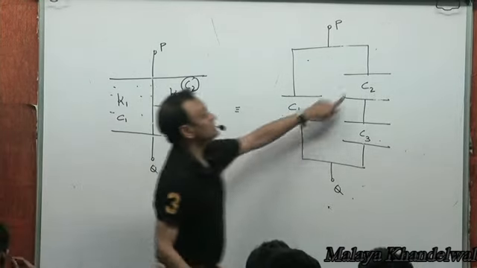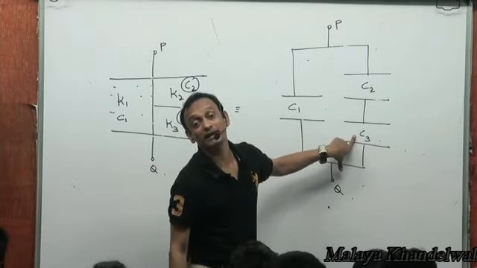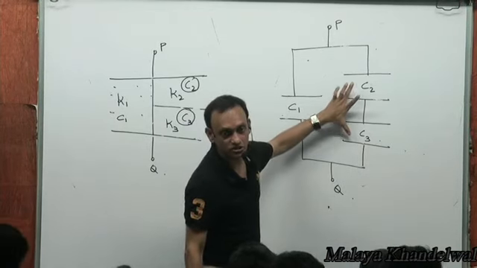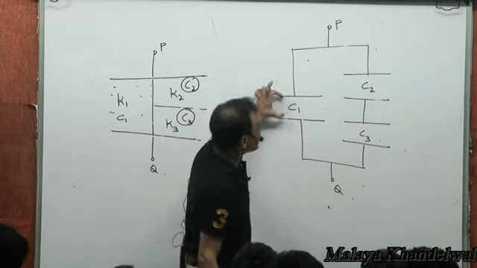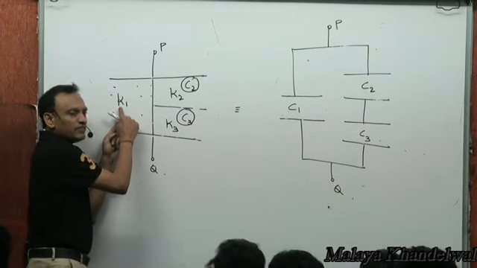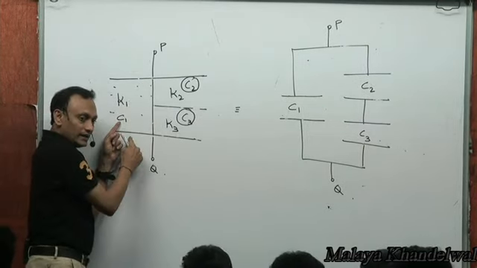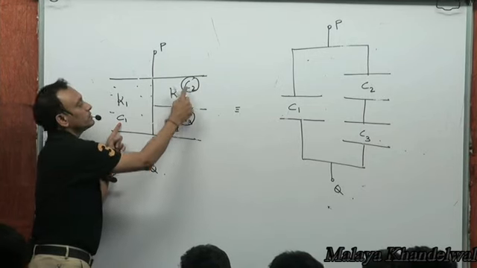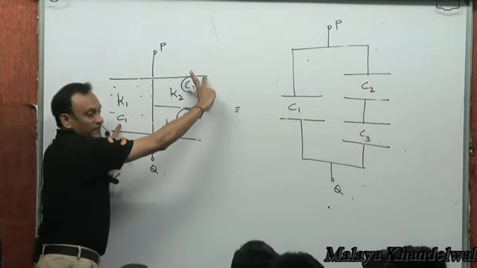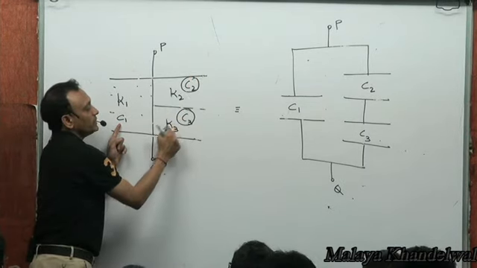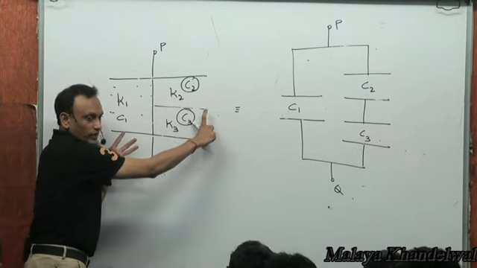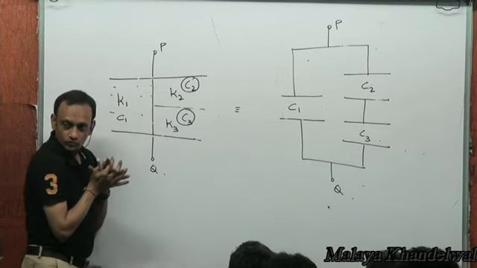So C2 and C3 in series would be C2 C3 by C2 plus C3, plus C1, would be the capacitance of this arrangement, isn't it? Where C1 would be K1 epsilon naught A1 by D, C2 would be K2 epsilon naught A2 divided by T1, and C3 would be K3 epsilon naught A2 divided by, say, T2. Yes or no? Clear?